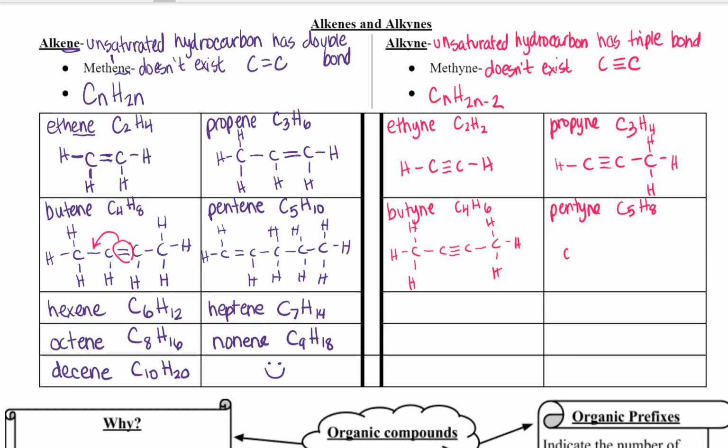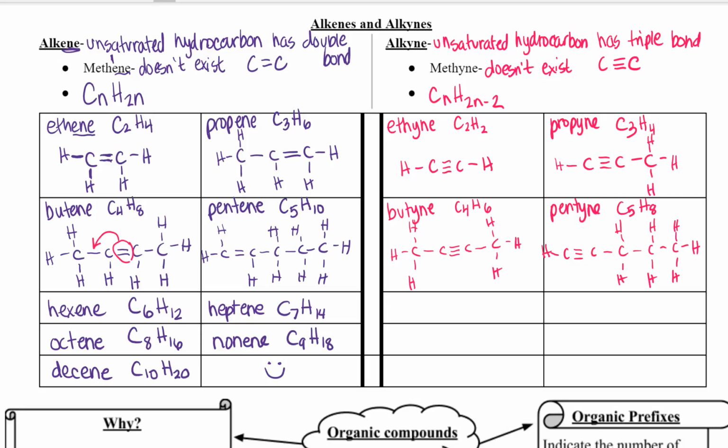If I do pentyne, I'm going to put my 5 carbons in a row. Let's put the triple bond here at the beginning. Doesn't matter. So then I just want to fill up. So every carbon has 4 bonds. Well, this first one is done. The second one is done. 4 bonds there, 4 bonds there, 4 bonds there. When I add in my hydrogens, there are the 8 that the formula told me that I needed.